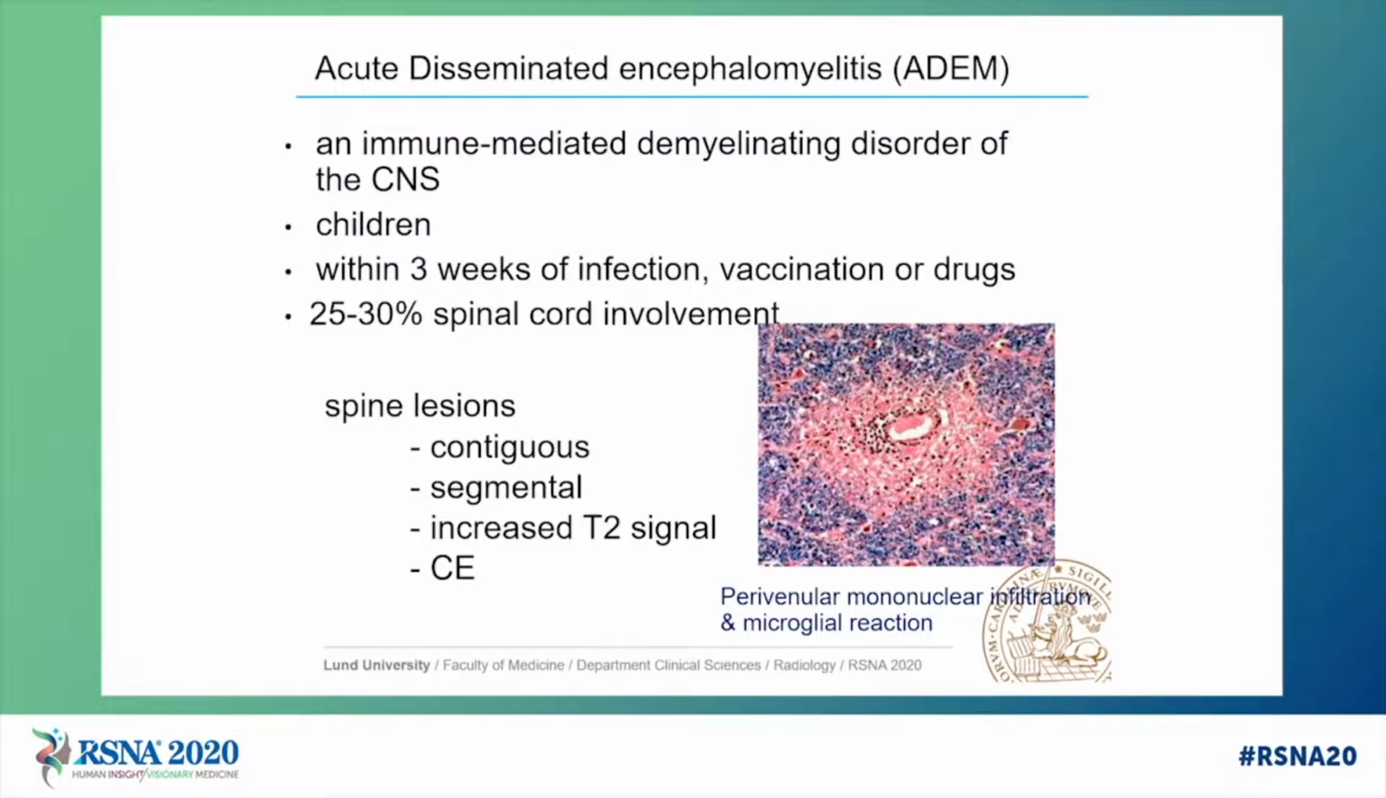It is an autoimmune mediated demyelinating disorder of the CNS, commonly affecting children and commonly occurring within 3 weeks after infection, vaccination, or medical treatment. In up to 30%, you would have spinal cord involvement. And typical lesions that you will see could be continuous signal abnormalities, but you may also see segmental involvement with an increased T2 signal. And as in this case, you might have areas of focal or patchy contrast enhancement.